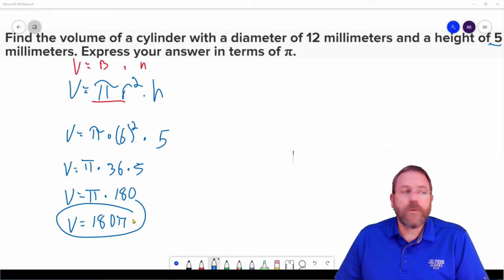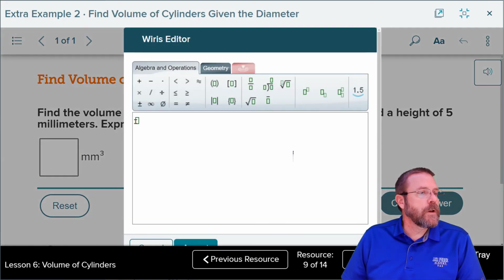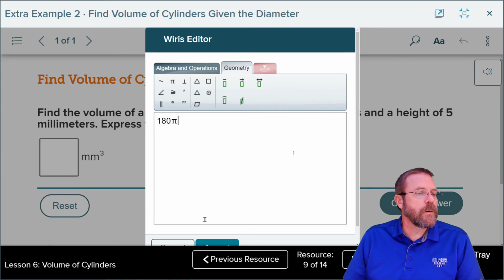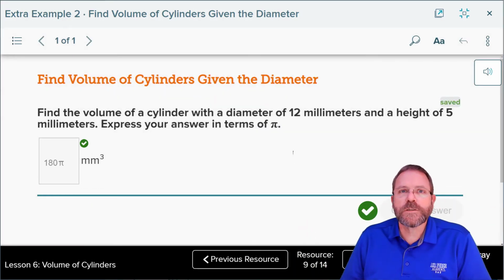Let's get over here and type in our answer to check it. We picked up that it's going to be 180. Click on the geometry, click on pi, hit accept, and check. And our answer checks beautifully.